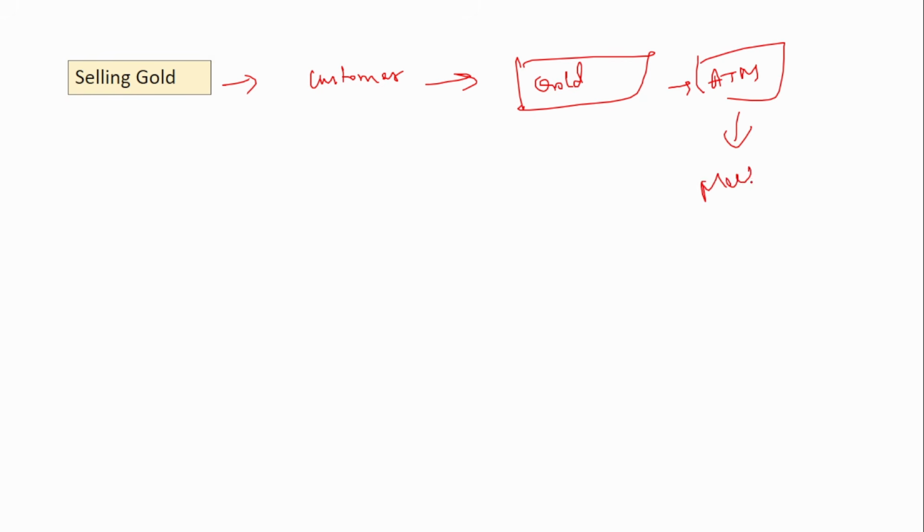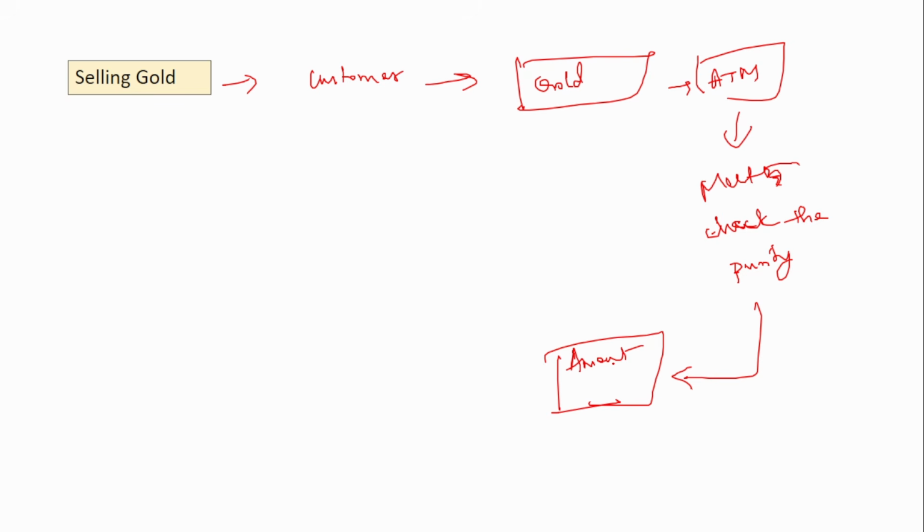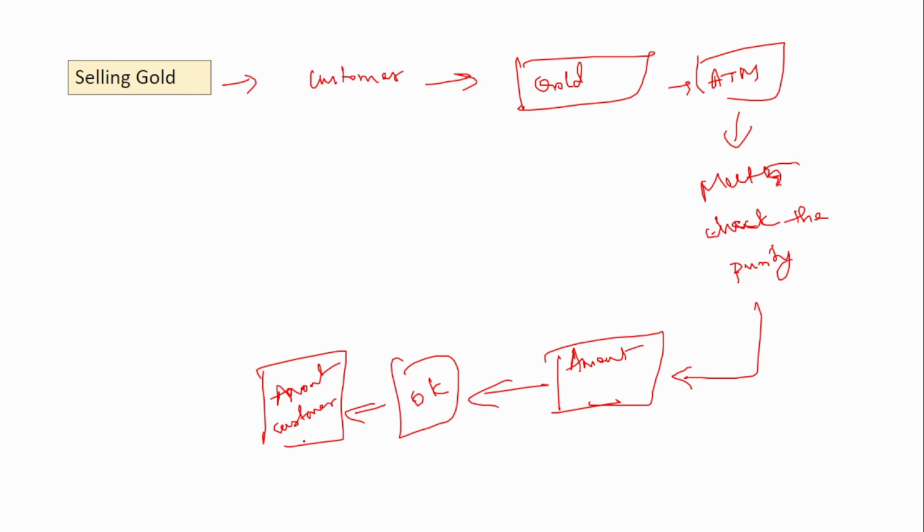So what is the process to sell the gold? The customer who wants to sell his or her gold will visit that ATM and place the gold in it. Then the ATM will melt the gold and check the purity of the gold. Okay, and then in the ATM there will be a display, right? The ATM will tell that the purity is this much, and this is the amount you will get depending upon the gold weight and the purity. If the customer is okay with it, the customer has to click the button OK, and automatically that amount will be credited to the customer's account. So this is how it will work.